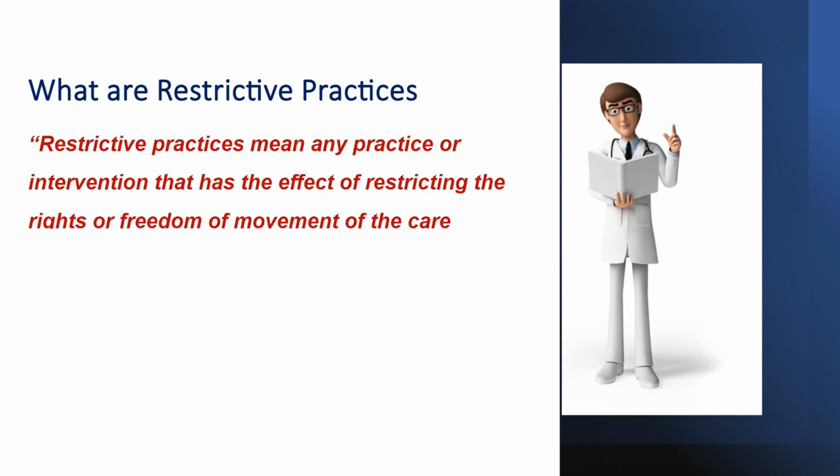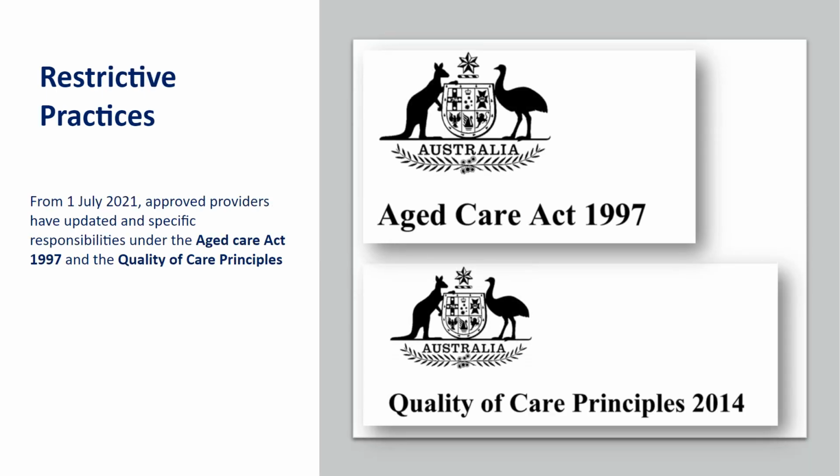The definition is any practice or intervention that has the effect of restricting the rights or freedom of movement of the care recipient. So it's fairly broad, and we'll go through the different types later on. From the 1st of July, there have been some changes to the Aged Care Act and the Quality of Care Principles, which were last updated in 2014. And we'll go through the recent changes.